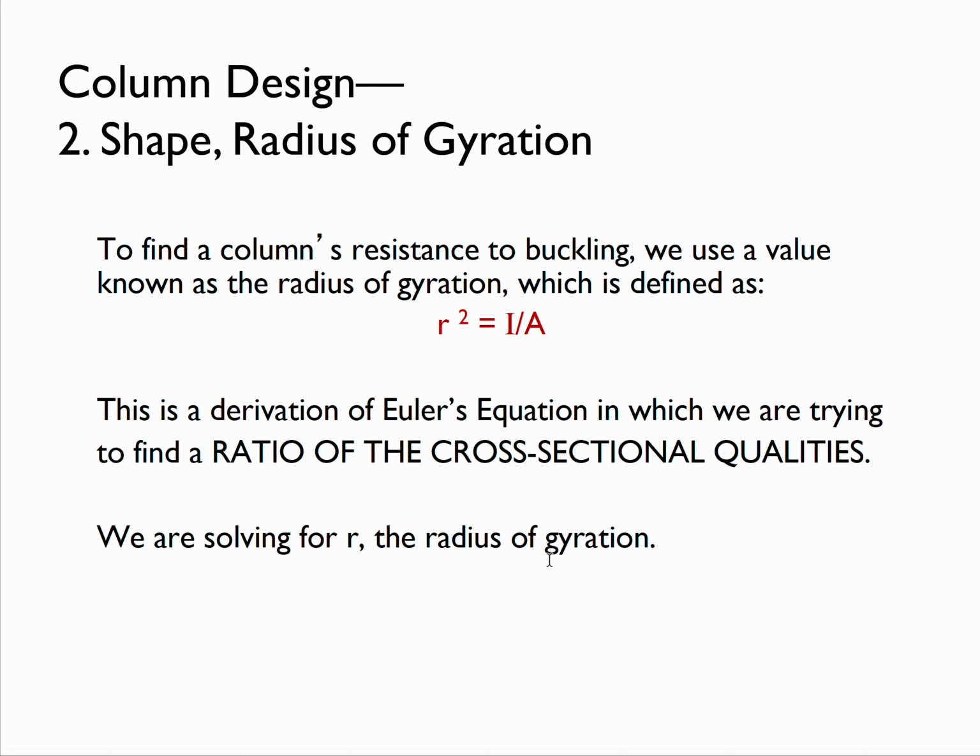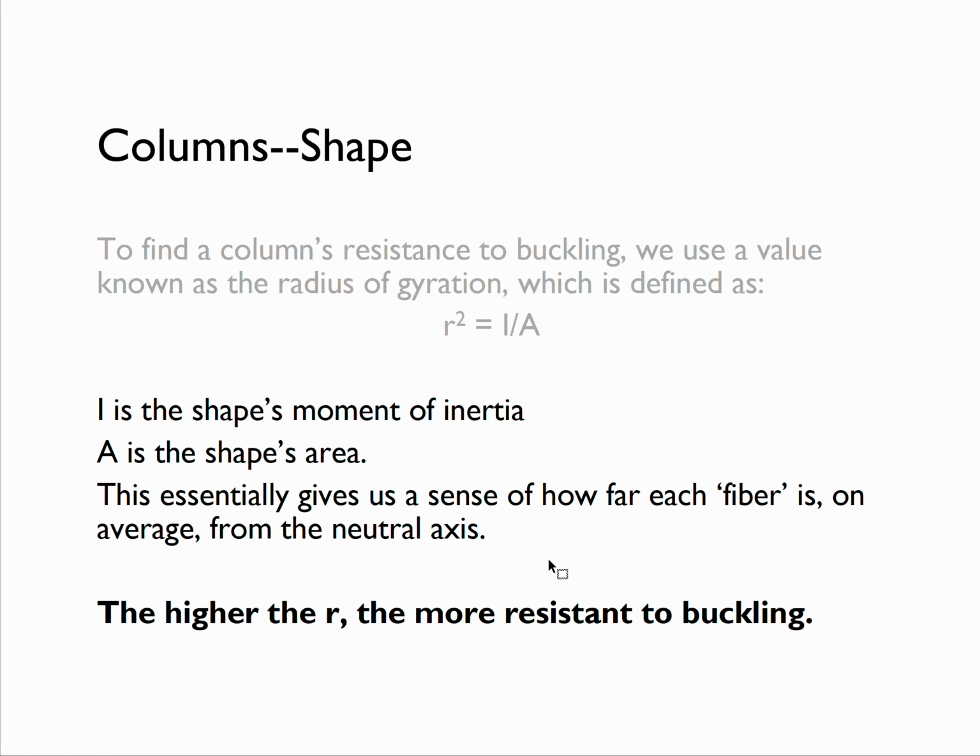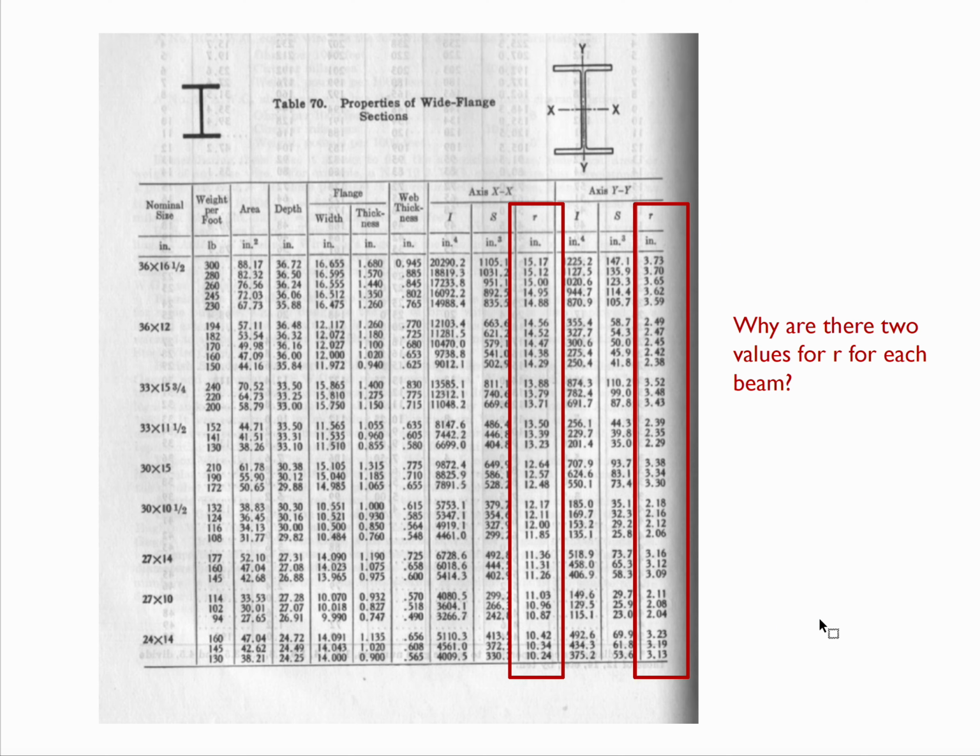So we're solving then for the radius of gyration. It essentially tells us how far away each fiber is on average from the neutral axis point. The higher the r value, the more resistant to buckling a particular shape is. Let's look at the steel manual again, and we see that for any particular given steel beam, they list an r value for its XX axis and its YY axis. So with its XX axis up here, this one has an r value of 15.7. That means it's pretty resistant to buckling.